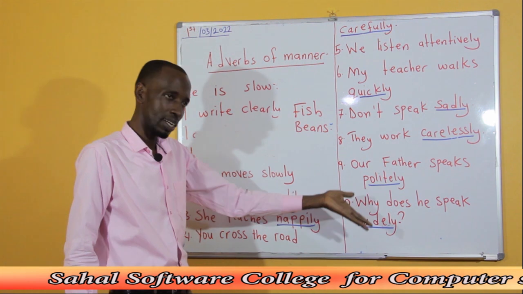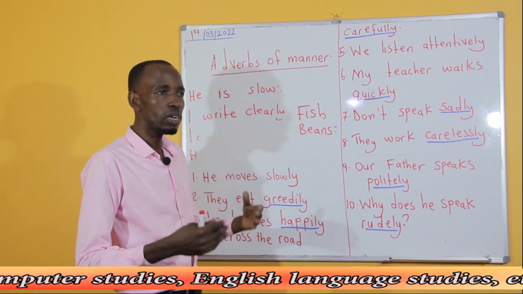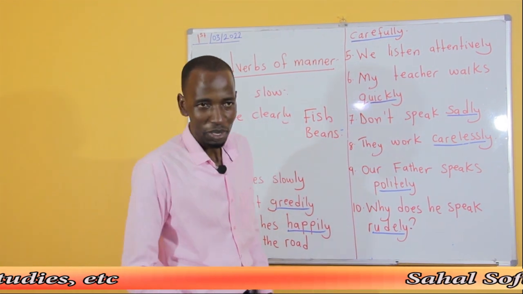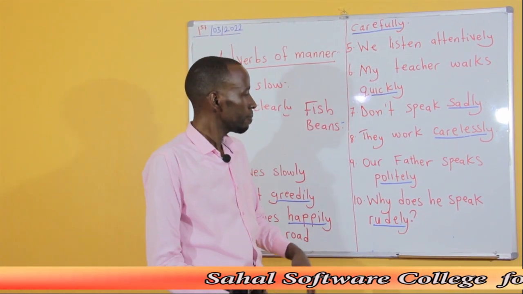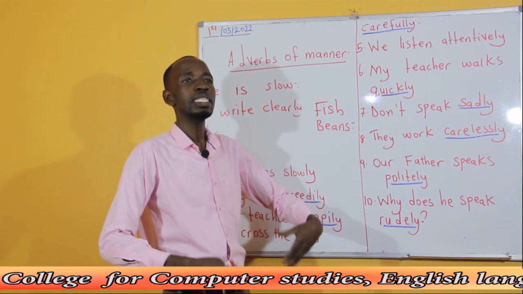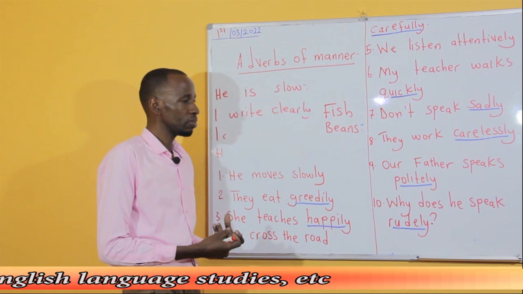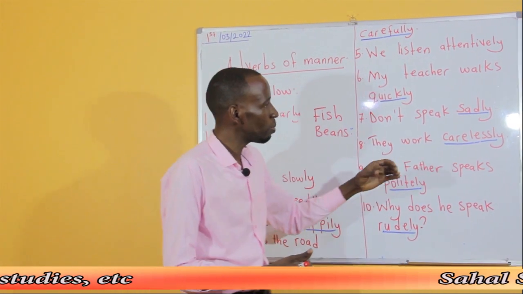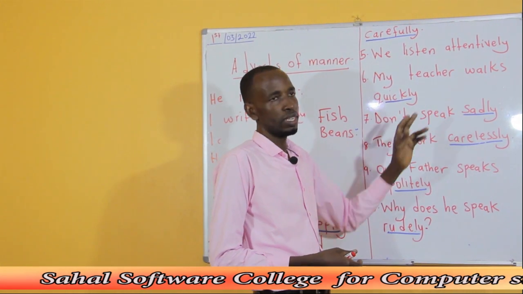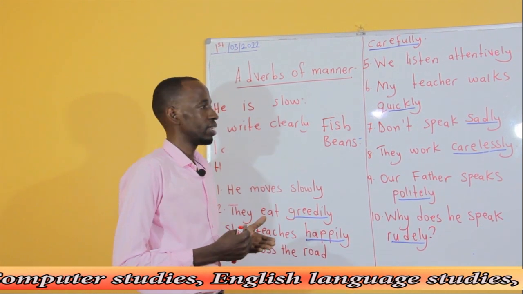Number 7, I say, don't speak sadly. Sadly means like, why are you coming here? Why? What's the problem? You talk sadly. But if you talk politely, you can say, hello, how are you? Yes, nice to meet you. That is, you talk politely. But if you talk sadly, you talk rudely, that is the way how you talk. So, this is a very interesting lesson for you to understand that when you are talking about how you do the action, you must put ly, and then it gets connected to the action, and then someone will know how to use them in the sentence.